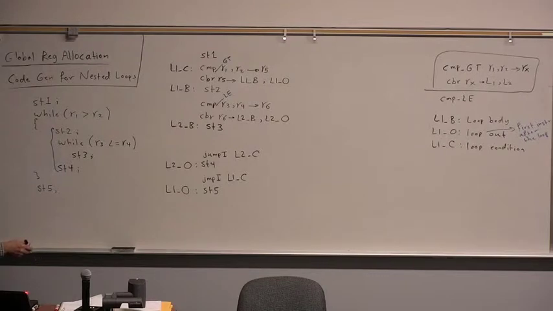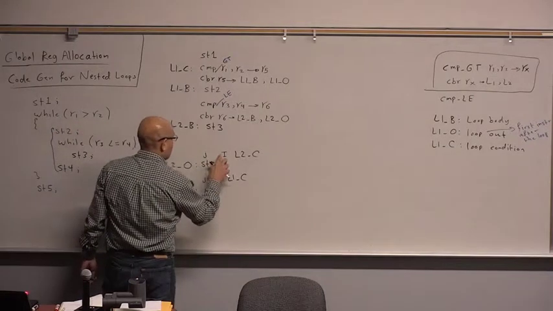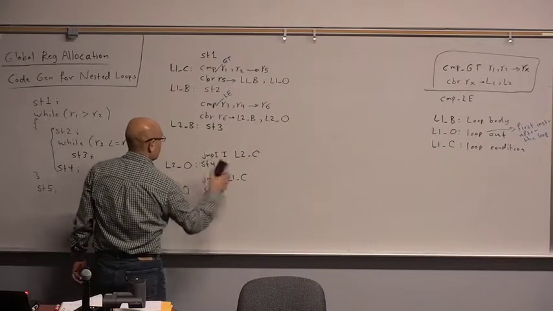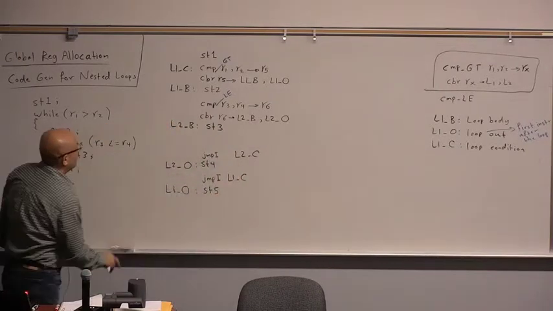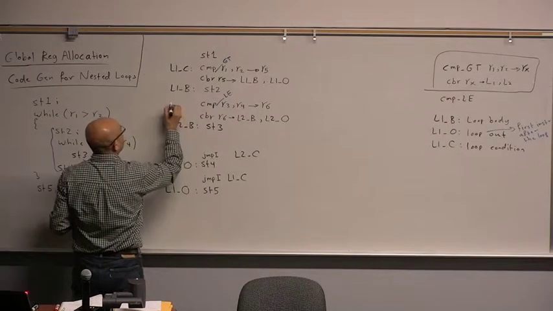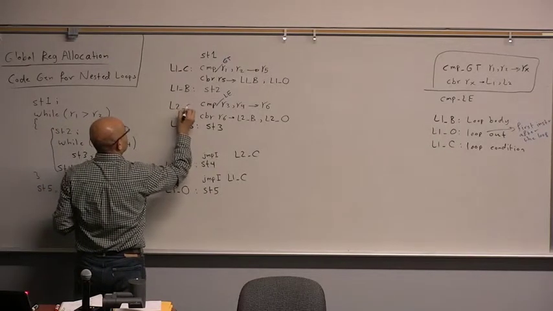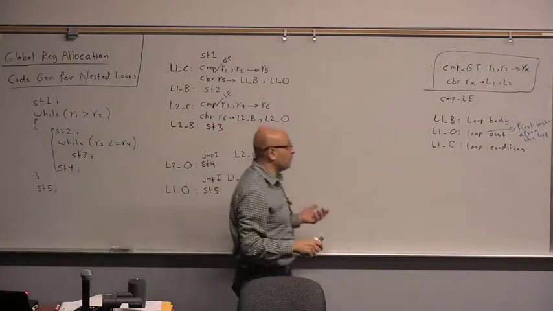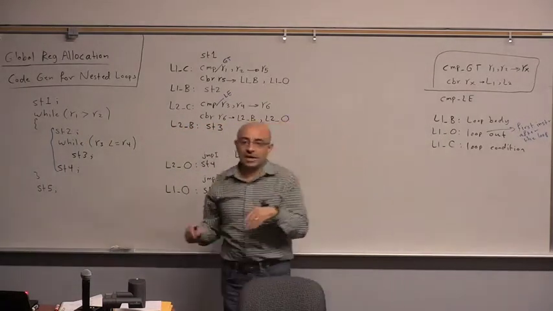Okay. What are we missing? There is something missing. I can see at least one thing missing. Well, we do need the label for the inner loop compare. Yes, it should be right there at the compare. So here we have L2 condition. So each loop will have 3 labels: one label for the condition, one label for the body, and one label for the out, the first instruction after the loop.